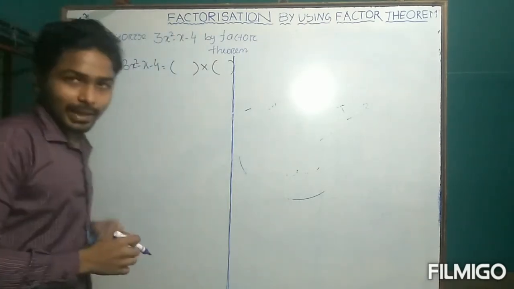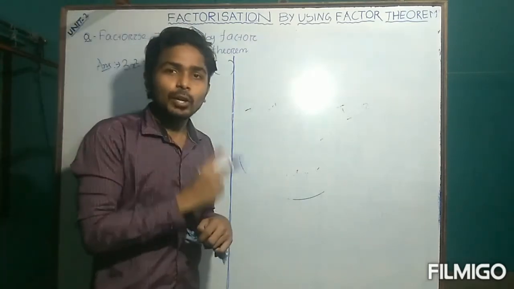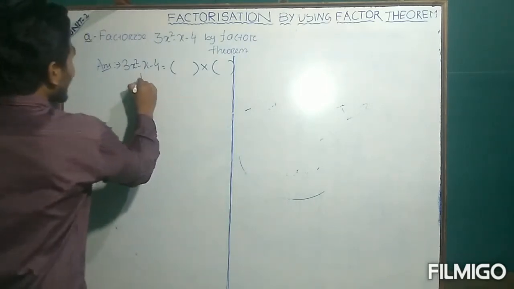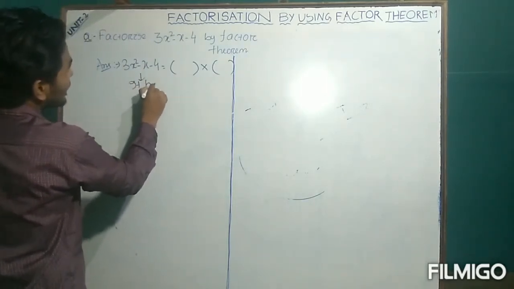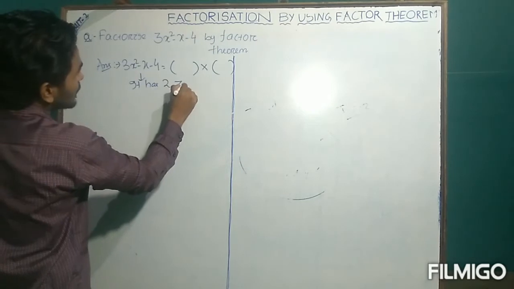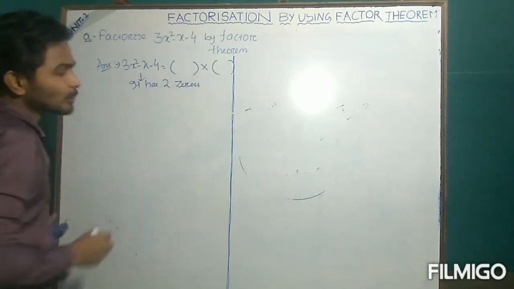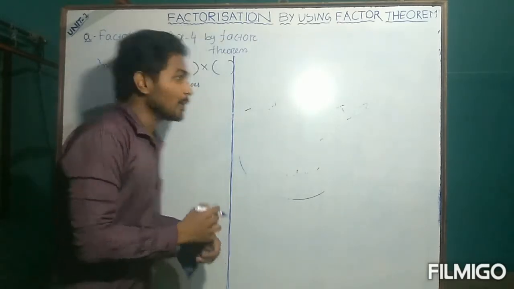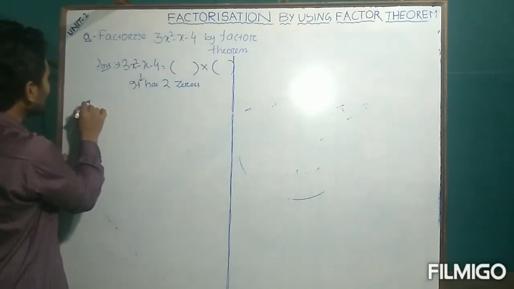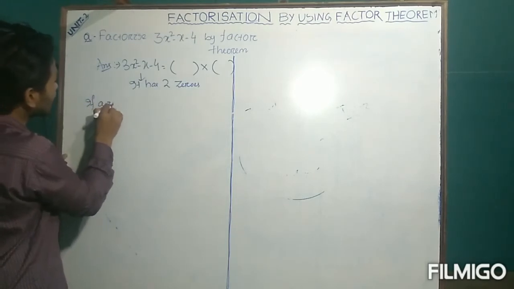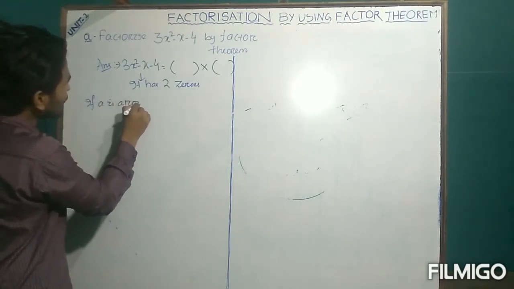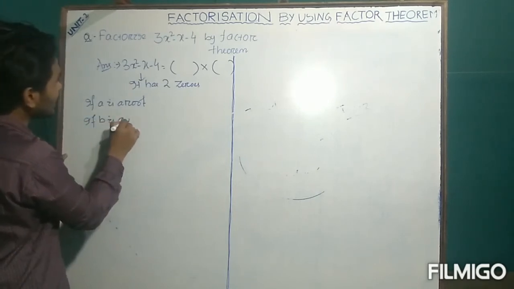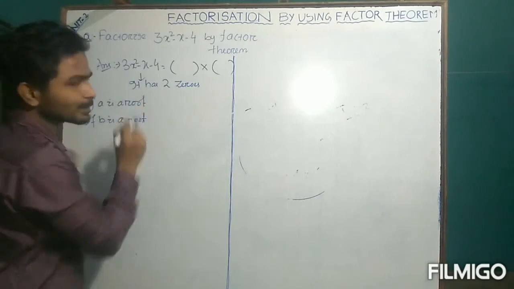Since it is a quadratic polynomial, that means it has two zeros or two roots. So I can write it has two zeros. What are those zeros? Do you know those zeros? No, we don't know those zeros. We have to assume. Let us assume a is a root, or you can say zero, and the other root is b. We can assume these two zeros.